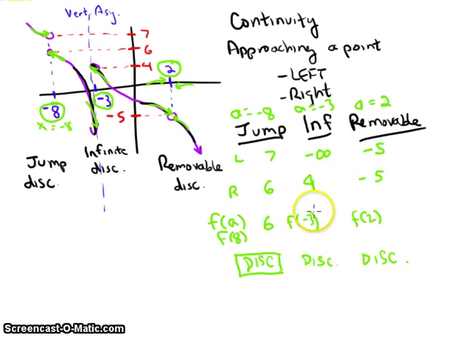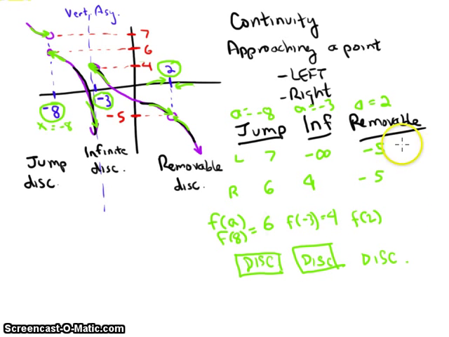And the same thing over here with the infinite discontinuity. The value of my function at x equals negative 3 appears to be 4. So once again, I have 2 different values here, and so I was able to call this out right away.